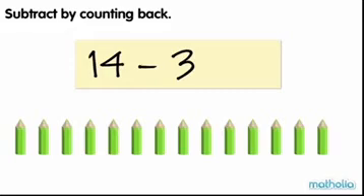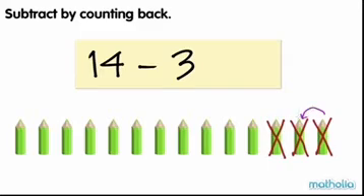Subtract by counting back. Find 14 minus 3. Let's start by crossing off 3 pencils. 1, 2, 3. Now let's count back. 14, 13, 12, 11. 14 minus 3 equals 11.